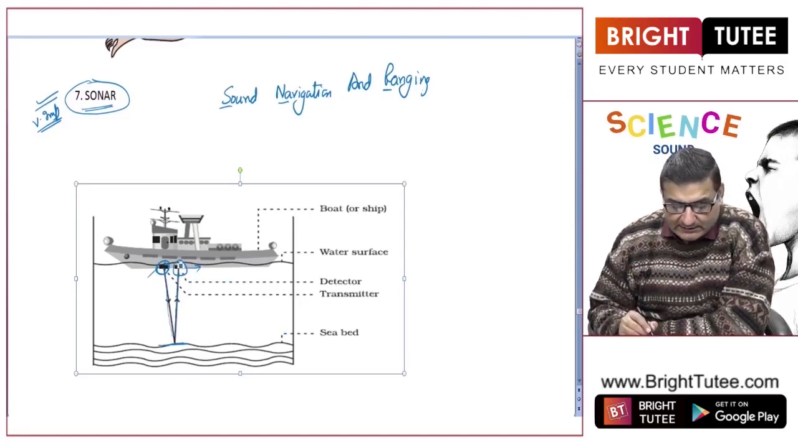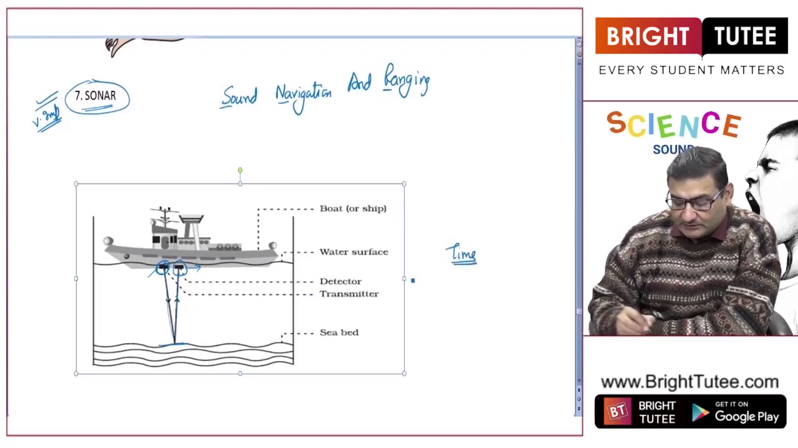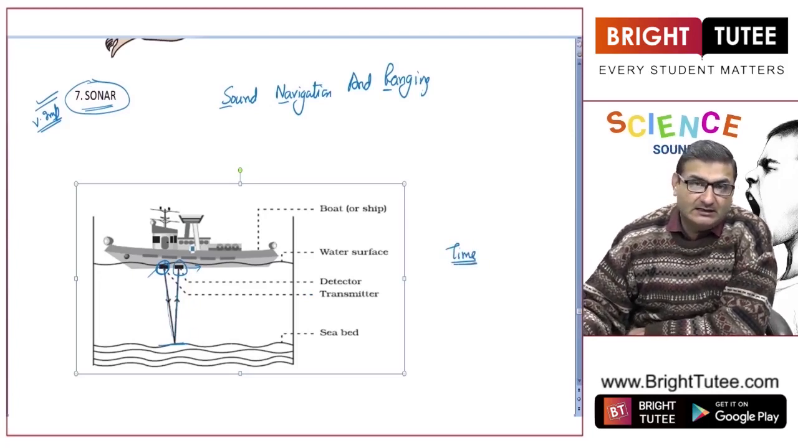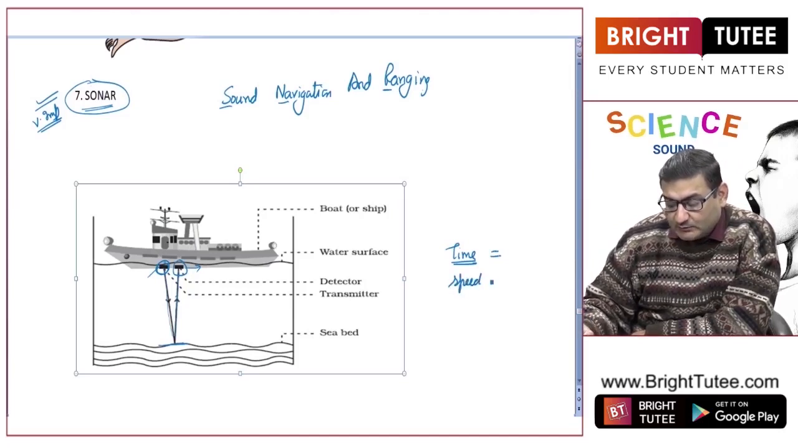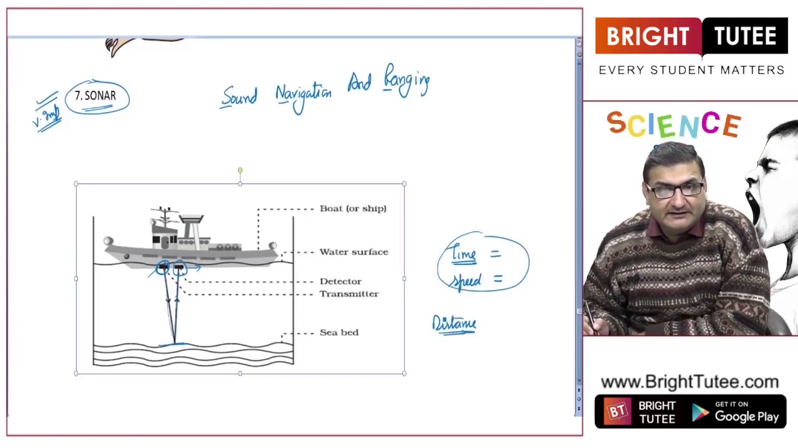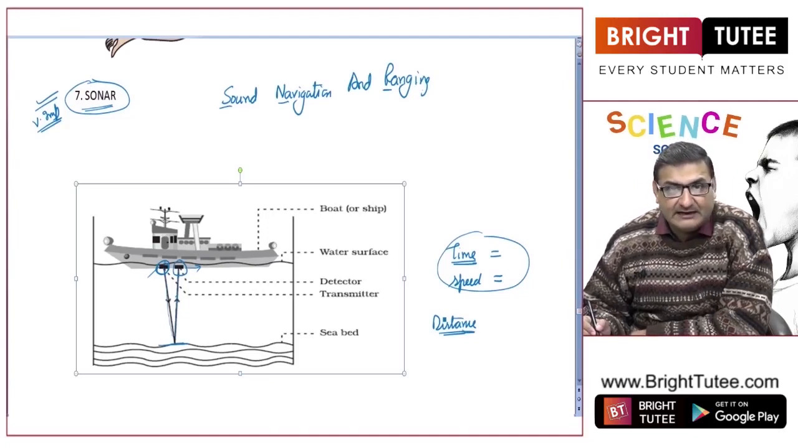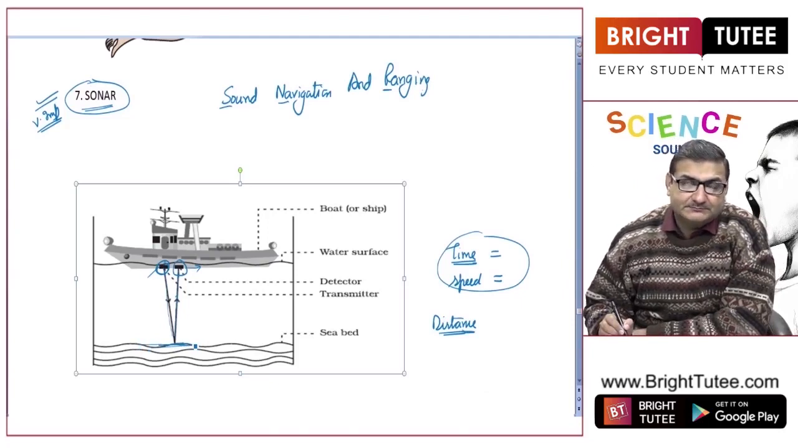Fine. So once this detector detects the ultrasonic waves, we calculate the time after which we have received this signal that was transmitted from the transmitter. We know the time, then we know the speed of sound waves in water. Making use of these two values, we can calculate the distance. So this sonar plays a very important role in finding out the distance below the sea level, below the ship and the submarines.